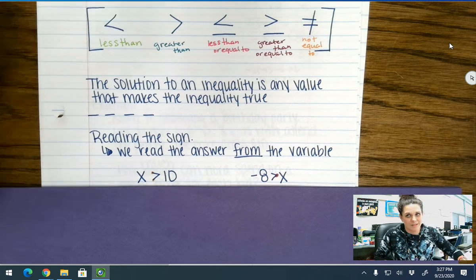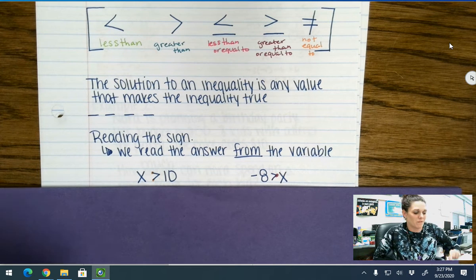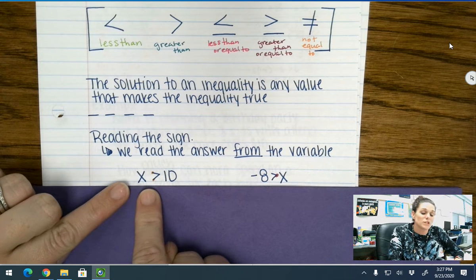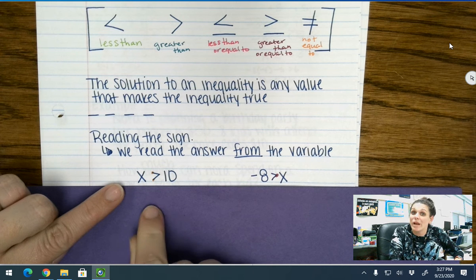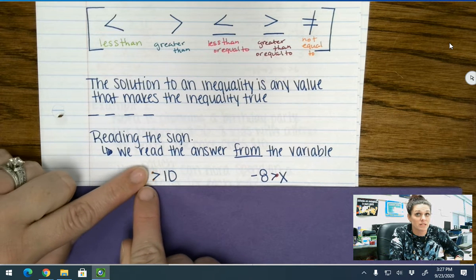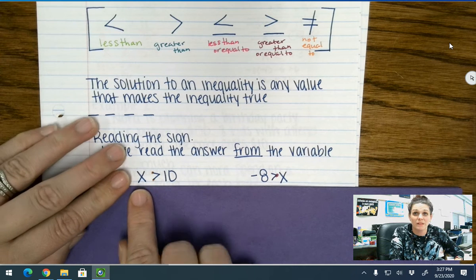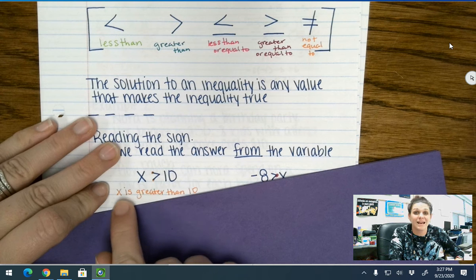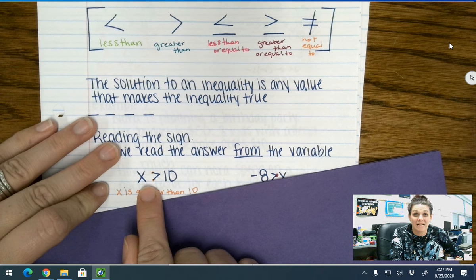I'm not going to read it out loud because that would just give you the answers. I want you to note that I put little dots on the side that has the variable. We need to ensure that we are reading from the variable, which means whatever portion of the sign is closest to the variable is how we read it. For instance, the mouth is open and close to the x, so we would read this as x is greater than 10, because the mouth is open towards the x.